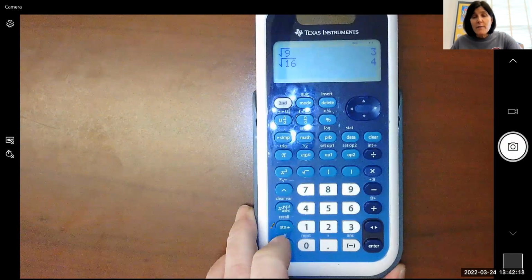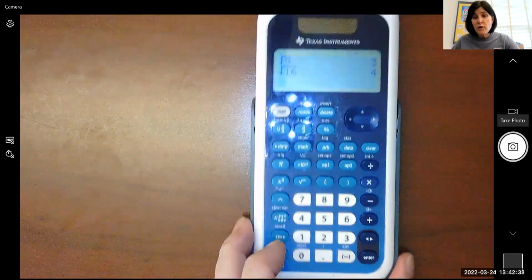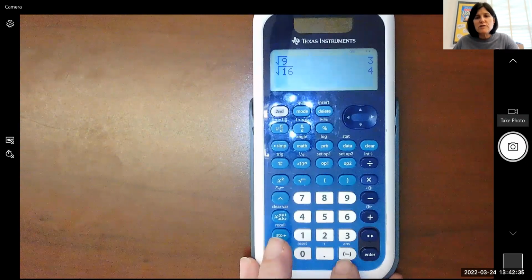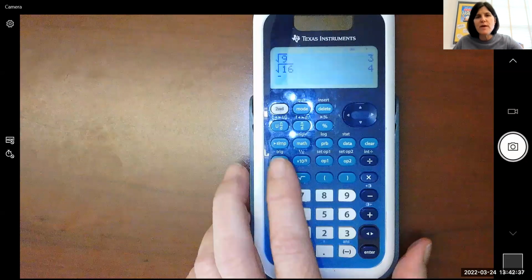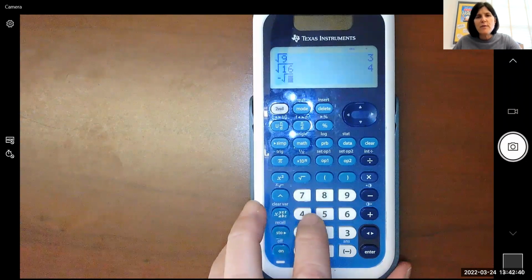While I'm here, I'm actually going to do the other problem, the second problem. And if you look at the second problem, it is the opposite of the square root of 4. So you can either, if you know the opposite is going to be negative, you can do that. But you could also put the negative sign in, and then we hit our square root button and we put in our 4 and we hit enter, and the answer is -2. So let's go back and write that in.